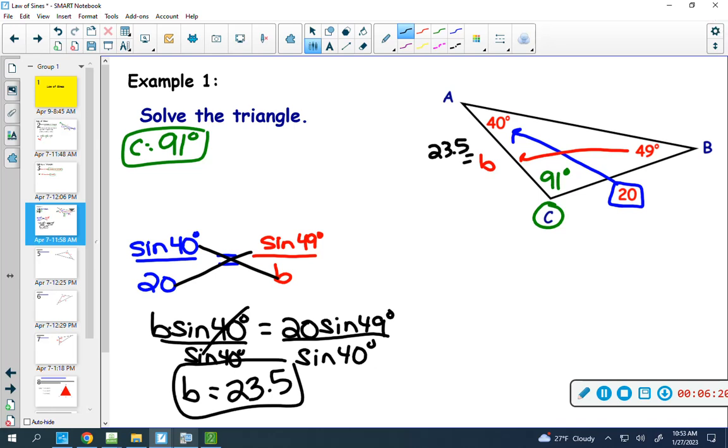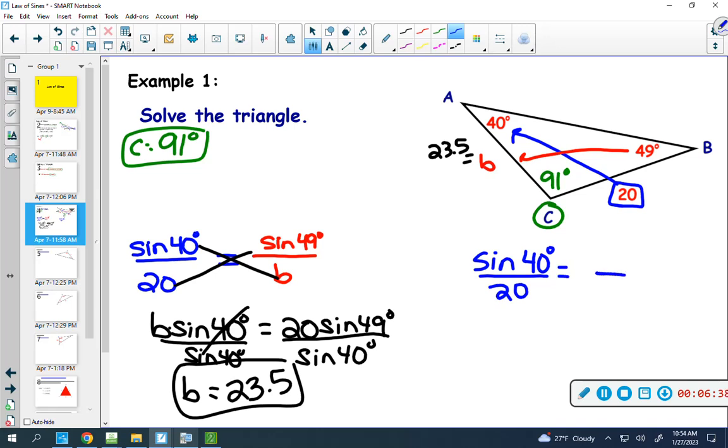Any questions typing that into your calculator? Anybody not get 23.5? Okay, next. We have two answers, we need the third. Now, you're going to start it the same way. I'm going to keep my sine of 40 over 20.